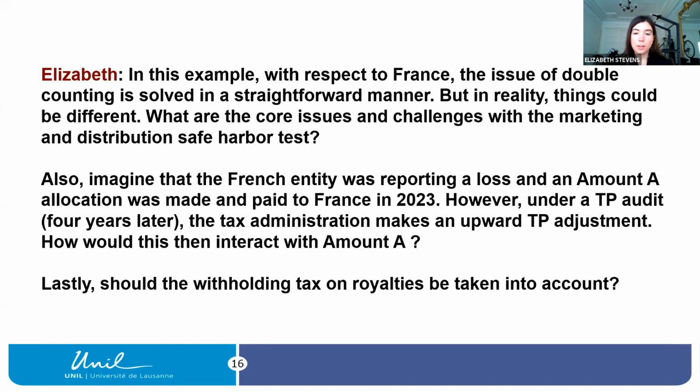So last question on the slide, I would answer absolutely. So a withholding tax on royalties is quintessentially a tax on non-routine profit. AmountA involves deemed non-routine profit, but the rationale for taking into account royalty withholding taxes is essentially the same as for the marketing and distribution safe harbor. If a jurisdiction is already taxing a portion of a multinational group's non-routine profit, it shouldn't get to double dip.